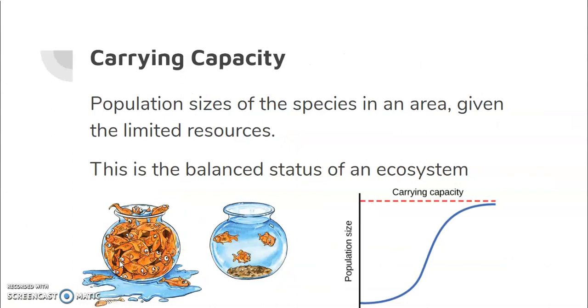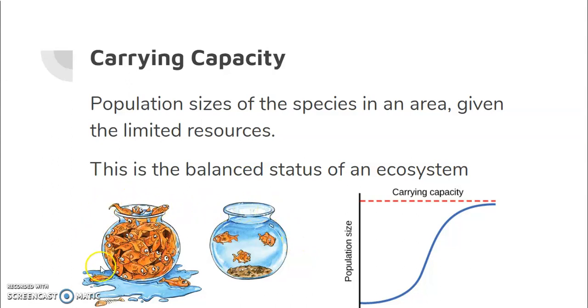Remember at the beginning of this video, we mentioned carrying capacity. The carrying capacity of any population is the population size of the species in an area, given those limited resources that we've discussed. This is the balanced status of an ecosystem. Notice this graph. Our population size was increasing at a steady rate, and then it began to decrease and plateau. It cannot surpass the carrying capacity line. If our population is way up here, the ecosystem cannot sustain that for very long, and that species will outcompete other species in the ecosystem or throw off the balance in some other way.